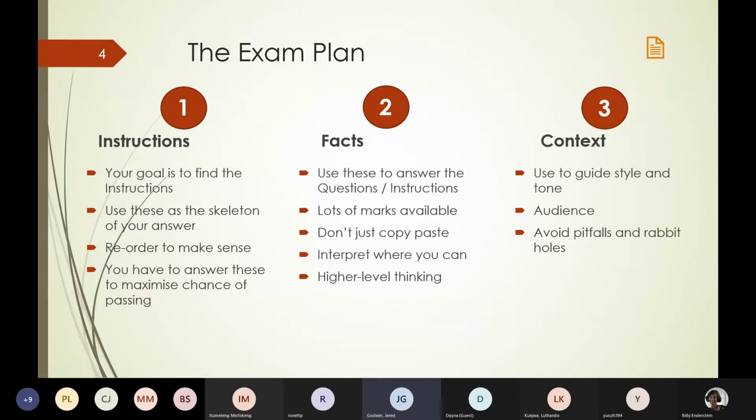And the third one is the context. As I say, use these to guide your style and your tone, show your audience, and just avoid pitfalls and rabbit holes. What I mean by that is you might know something about a subject and want to add to it whatever you feel is necessary to bolster your answer. Let's say it's a valuation question and you work in valuations. It's very easy for you to then want to show your knowledge and add a lot to it, but try to avoid that. Stick to the question, the context of the question, stick to what's asked.